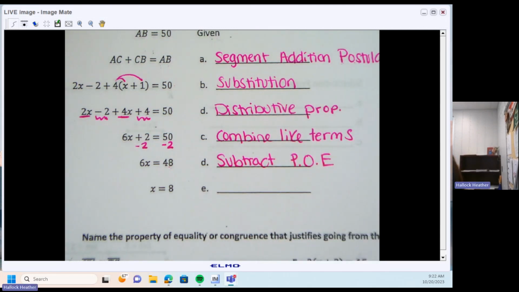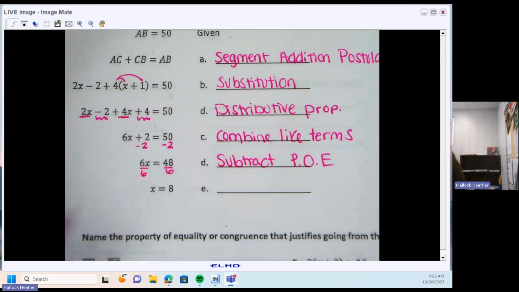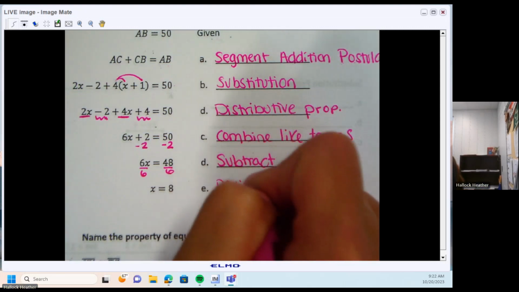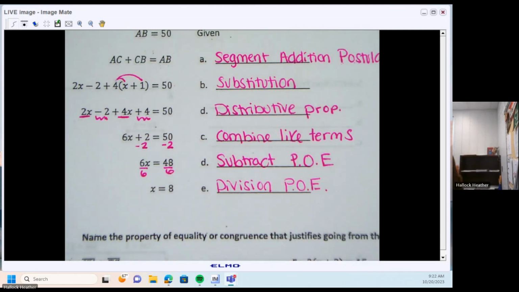And then what would be the last step? Division property of equality. So if I divide by 6 on both sides, and if it helps, you can show the math between the steps. You don't need to, but you're dividing to get your answer. So the last step is typically division. Not all the time, but most of the time, like 80% of the time, it's going to be division. So when in doubt, put division, I guess.